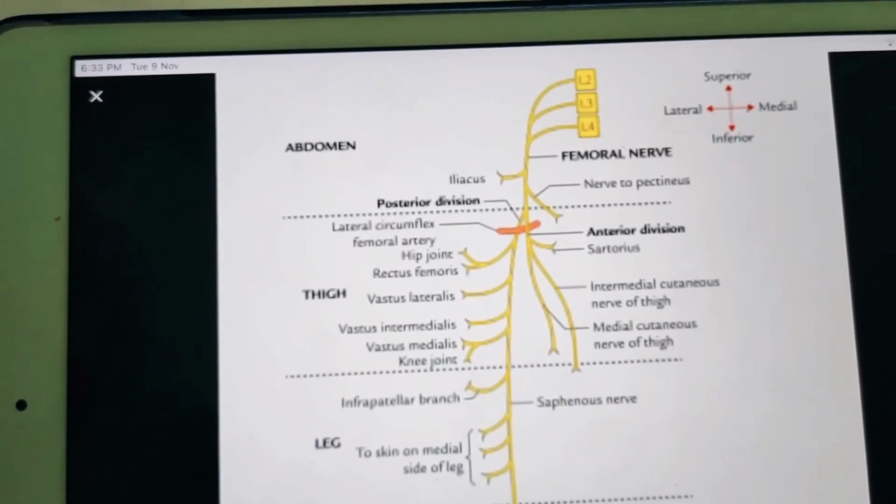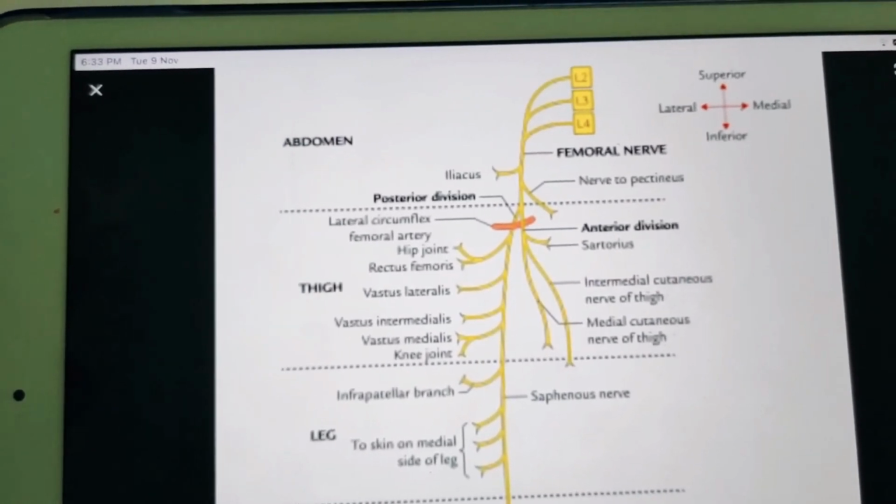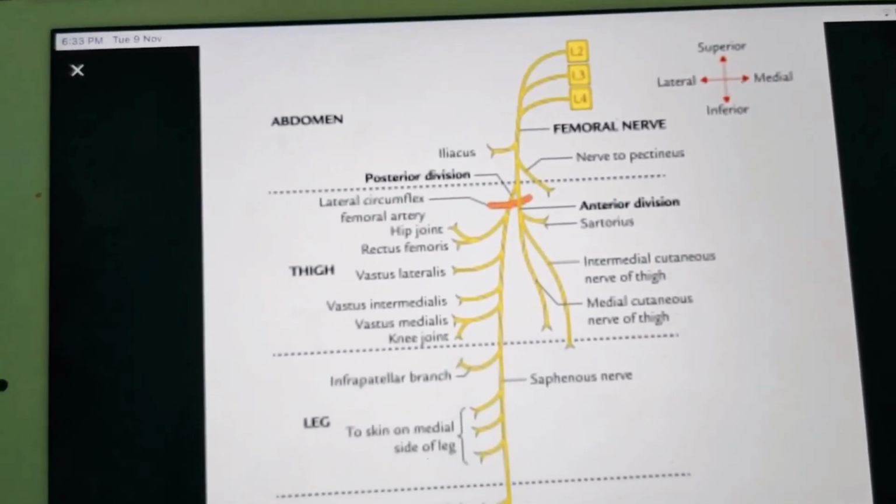Next we will discuss the muscles of the front of the thigh. What are the main muscles, what is their origin, insertion, nerve supply, everything.